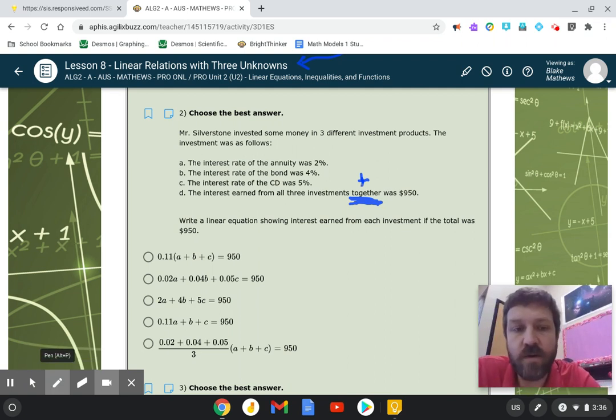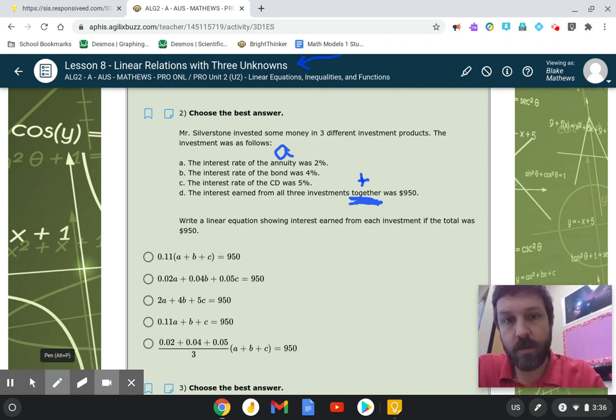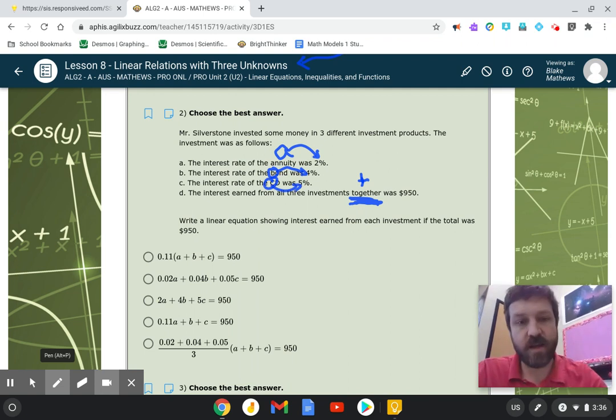So we know that there's going to be addition between A, B, and C, but more than that, we know that each of them is going to be multiplied by a percentage. We know that A is going to be multiplied by 2%. We know that B is going to be multiplied by 4%. And we know that C is going to be multiplied by 5%. So you need to find the expression where A goes with 2%, B goes with 4%, and C goes with 5%. Remember that you need to convert any percentages into decimals.